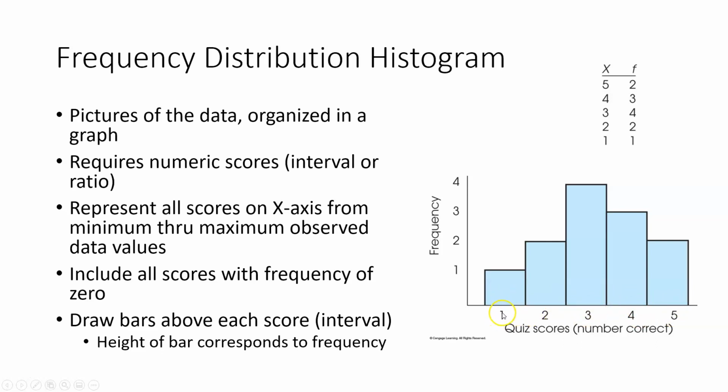So this runs from 1 to 2 to 3 to 4 to 5. These are not distinct and individual categories. It's on a continuum. One person got a 1, 2 people got a 2, 4 people got a 3, 3 people got a 4, 2 people got a 5.